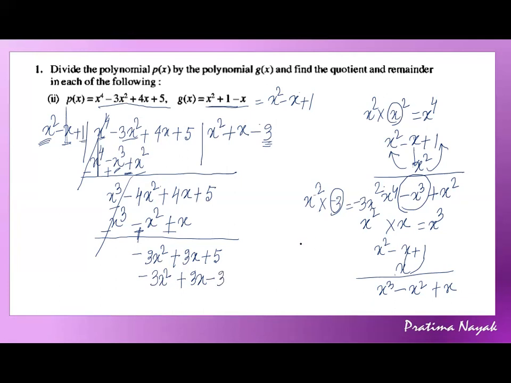That means I multiplied minus 3 into each term of x square minus x plus 1. So minus 3x square plus 3x minus 3. Now subtraction. This will change to positive, these two x squares will be cancelled. This will be changed to negative, 3x cancels. This will be changed to positive. So 8 is the remainder.